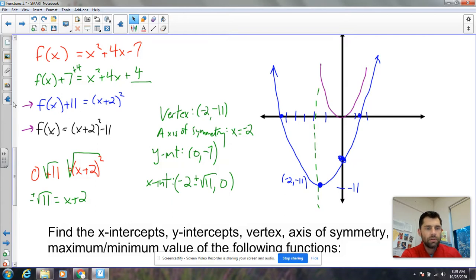So that's what I'm going to ask you to do with these vertex forms. Put it into vertex form and then think about all the transformations we've learned. Find the x-intercepts, find the y-intercepts, and then roughly sketch a graph.